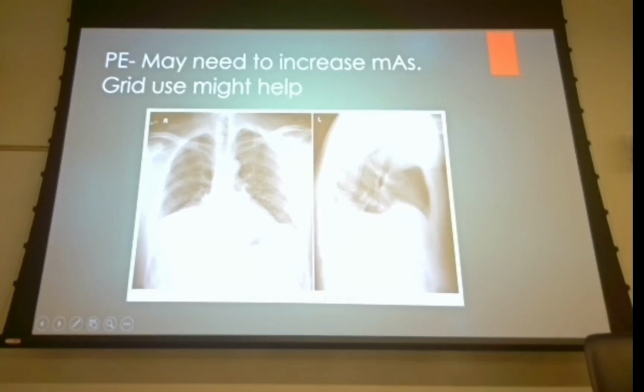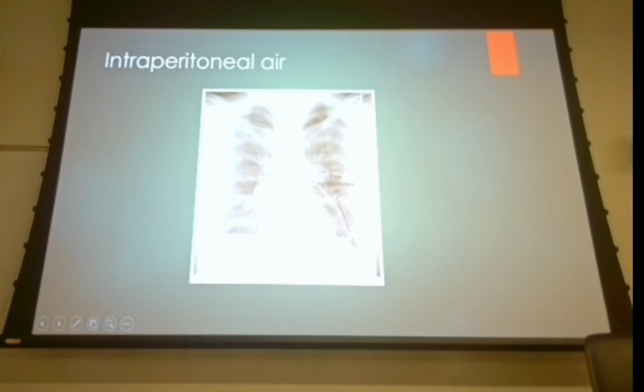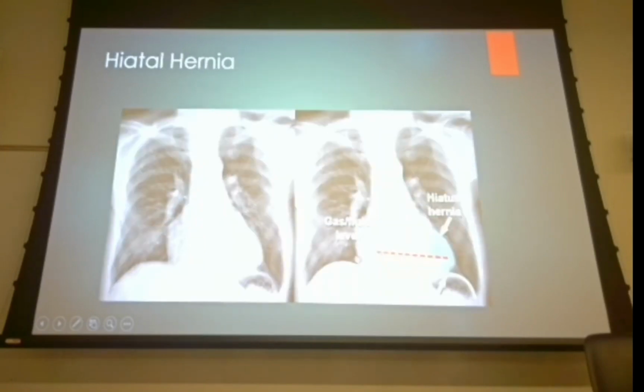Pleural effusion. In order to visualize pleural effusion well, you might need to use a grid and you might need to increase your mAs. Intraperitoneal air, we already looked at this one. Hiatal hernia, you see the air-fluid level directly over the heart.